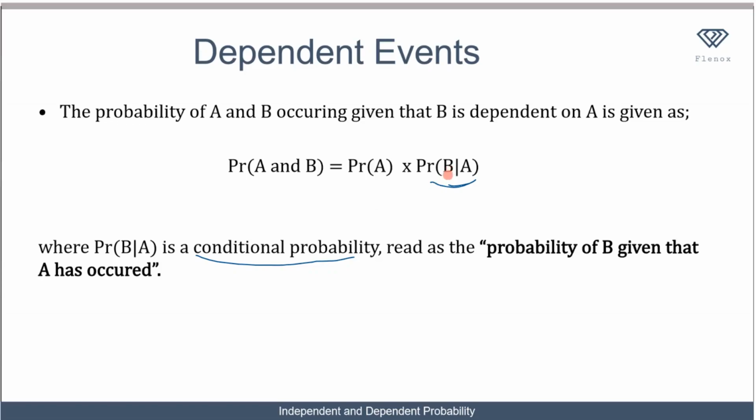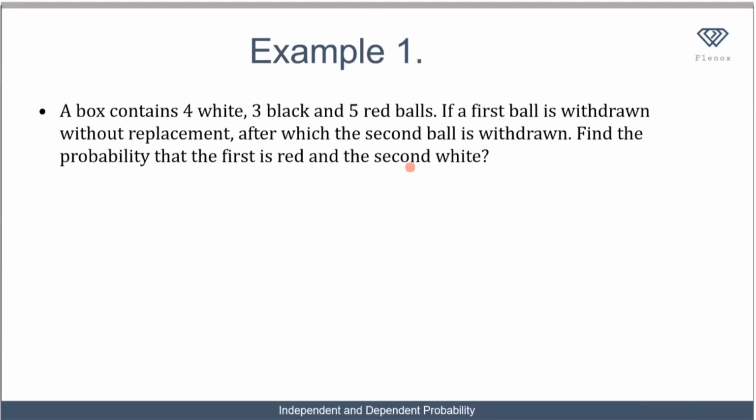So we know that if they are independent events, then the probability of B given A has occurred is equal to the probability of B, because B is not related to A. But in this case, the value of B is related to the value of A, so we must take that into consideration when trying to solve questions. So let's take a look at this example.